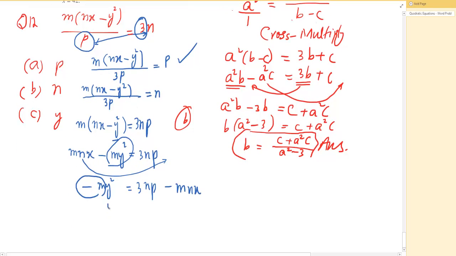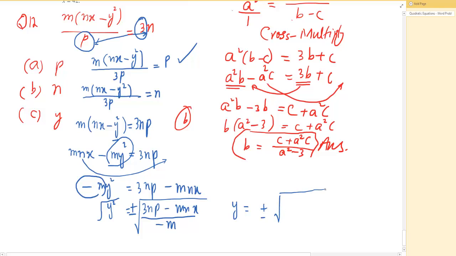We have y square plus mc. And students, be careful when you are shifting something in multiplication and division. The sign will not change. Be careful here. Then take square root on both sides. When you take square root, plus minus, so the final answer is y. This is the final. Here y is the subject.